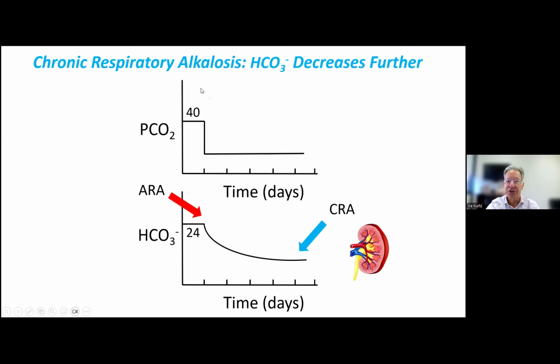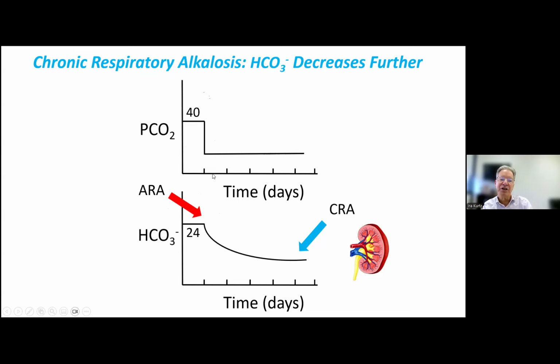And this is shown pictorially here, where we have two curves. The top is the PCO2 versus time, and the bottom is the bicarbonate concentration over time. So let's say we have the PCO2 of 40 and we drop it acutely and keep it at some new lower level. This is the bicarbonate starting off at 24. When we first drop the PCO2, we find the bicarbonate falls a little bit, and we'll show what that is quantitatively in a minute. We call that acute respiratory alkalosis.